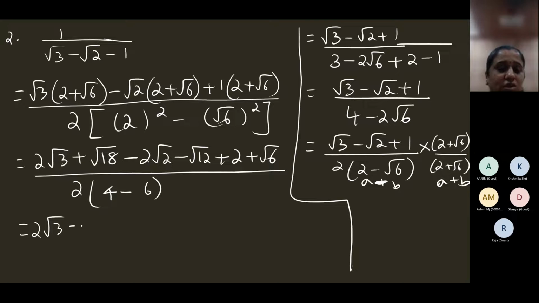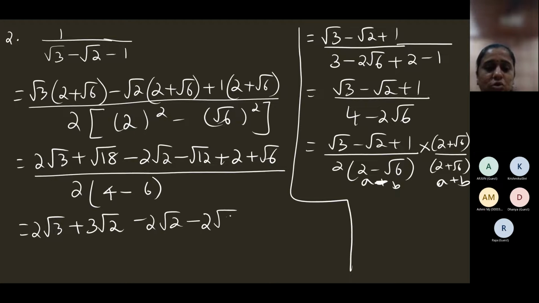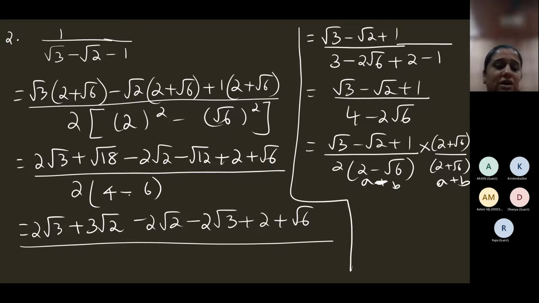Now 2 root 3 plus, what is root 18, children? 9 2s are 18, so 3 root 2. You should know this, please. Root 18 is 3 root 2 because 9 will come out as 3, minus 2 root 2 as it is, minus root 12. 4 3s are 12, so 2 root 3, plus 2 plus root 6, divided by 2 into 4 minus 6, which is 2 into minus 2, that is minus 4.